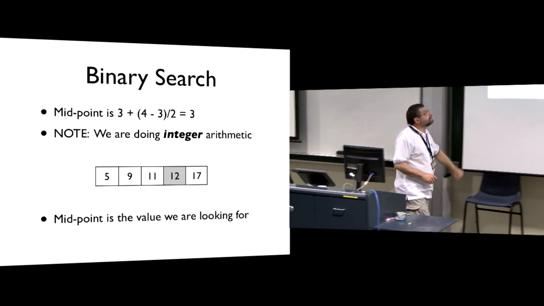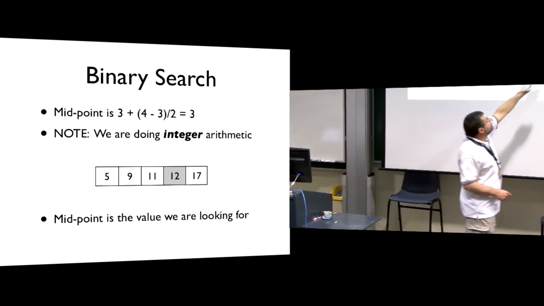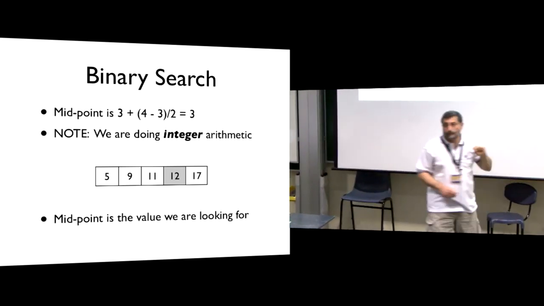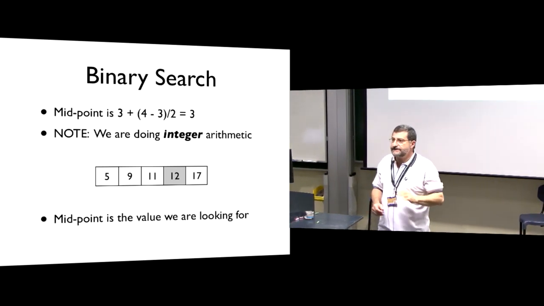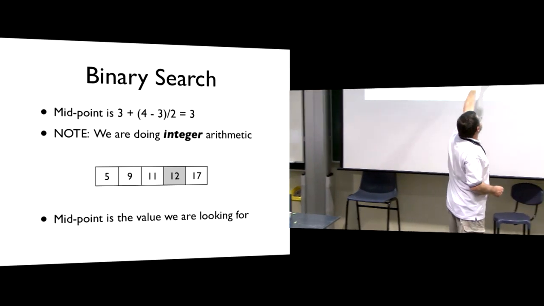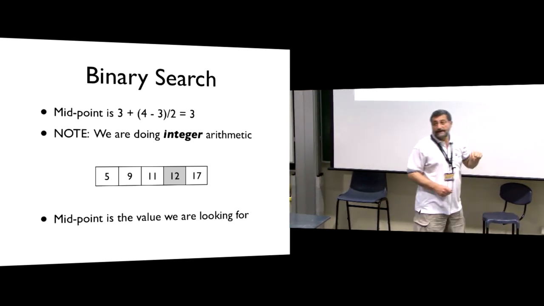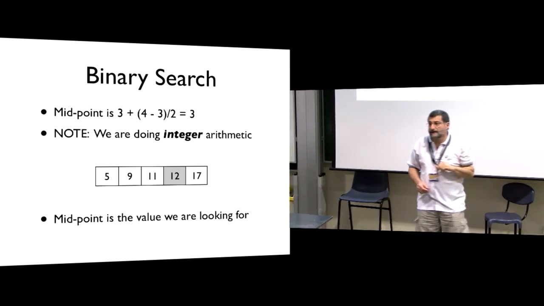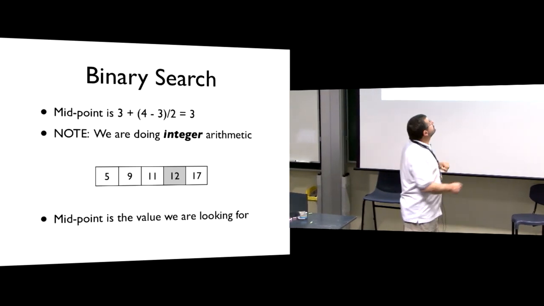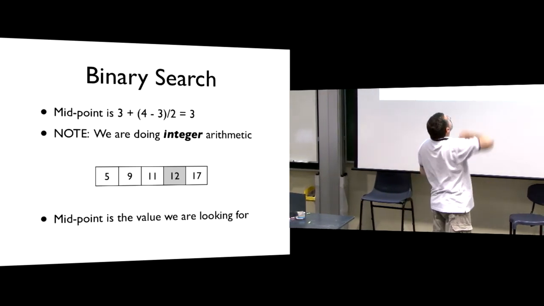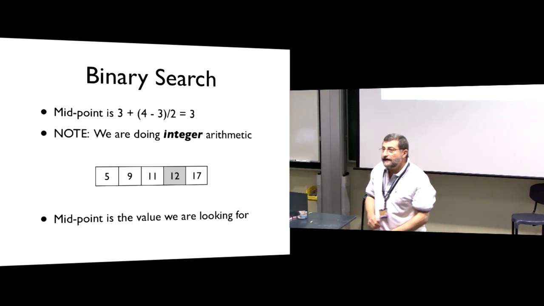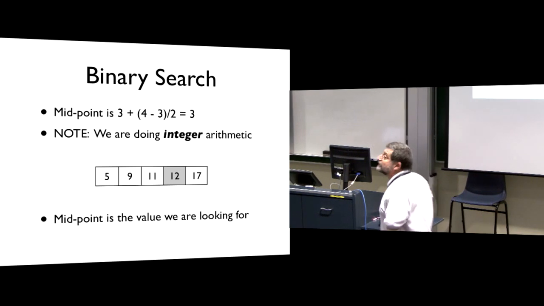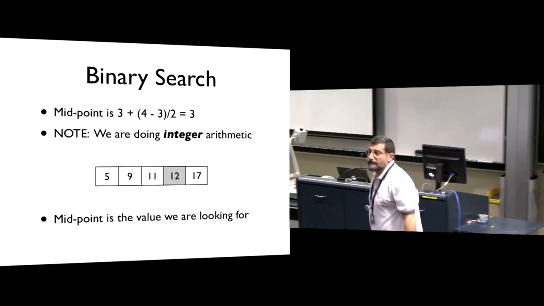Now, we want to find the midpoint of these two elements. So that means that our starting position is the midpoint plus 1, and our end position is the end of the array. So to find the midpoint, well, can anybody explain to me how I'm doing that formula? What is the 3 plus (4 minus 3) divided by 2, where does that come from? Can you figure that out?